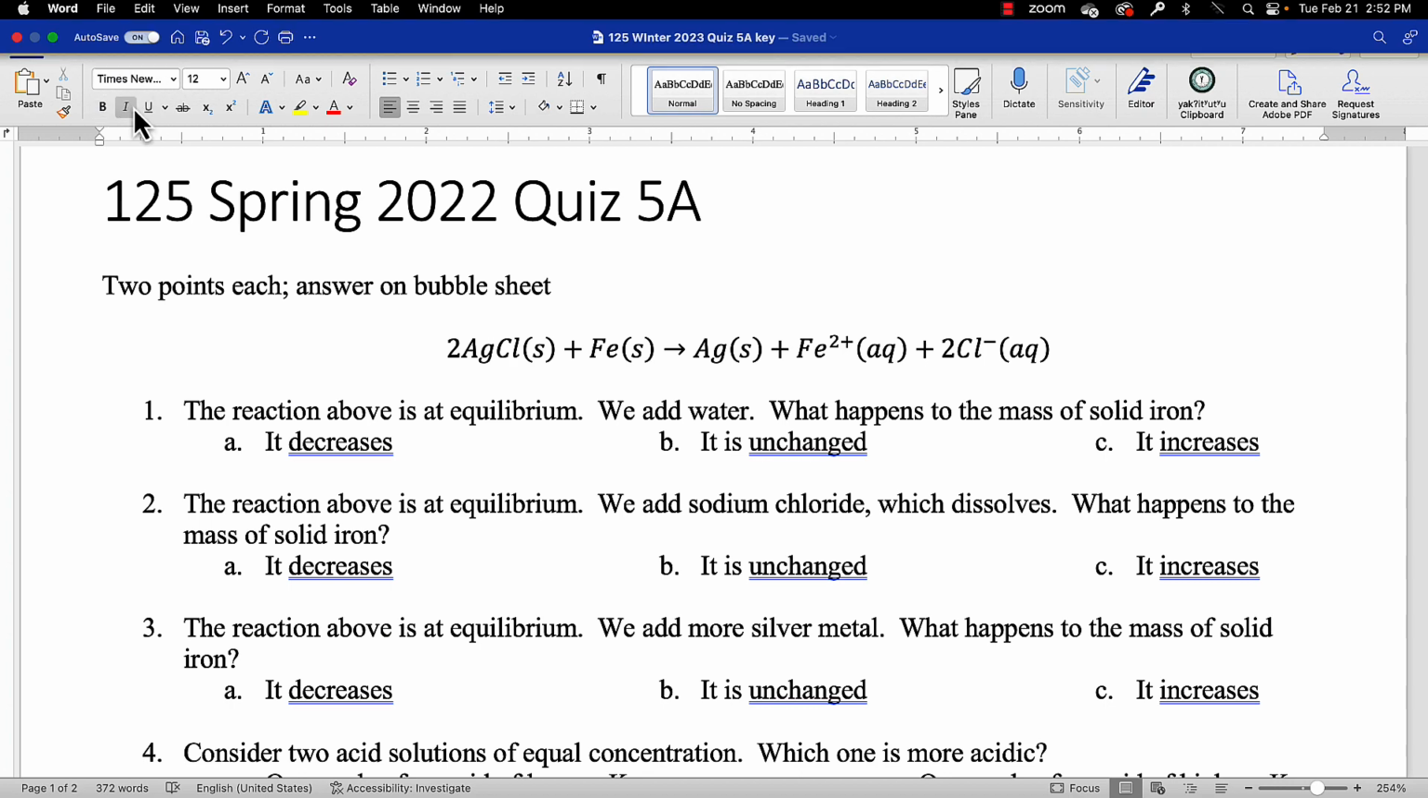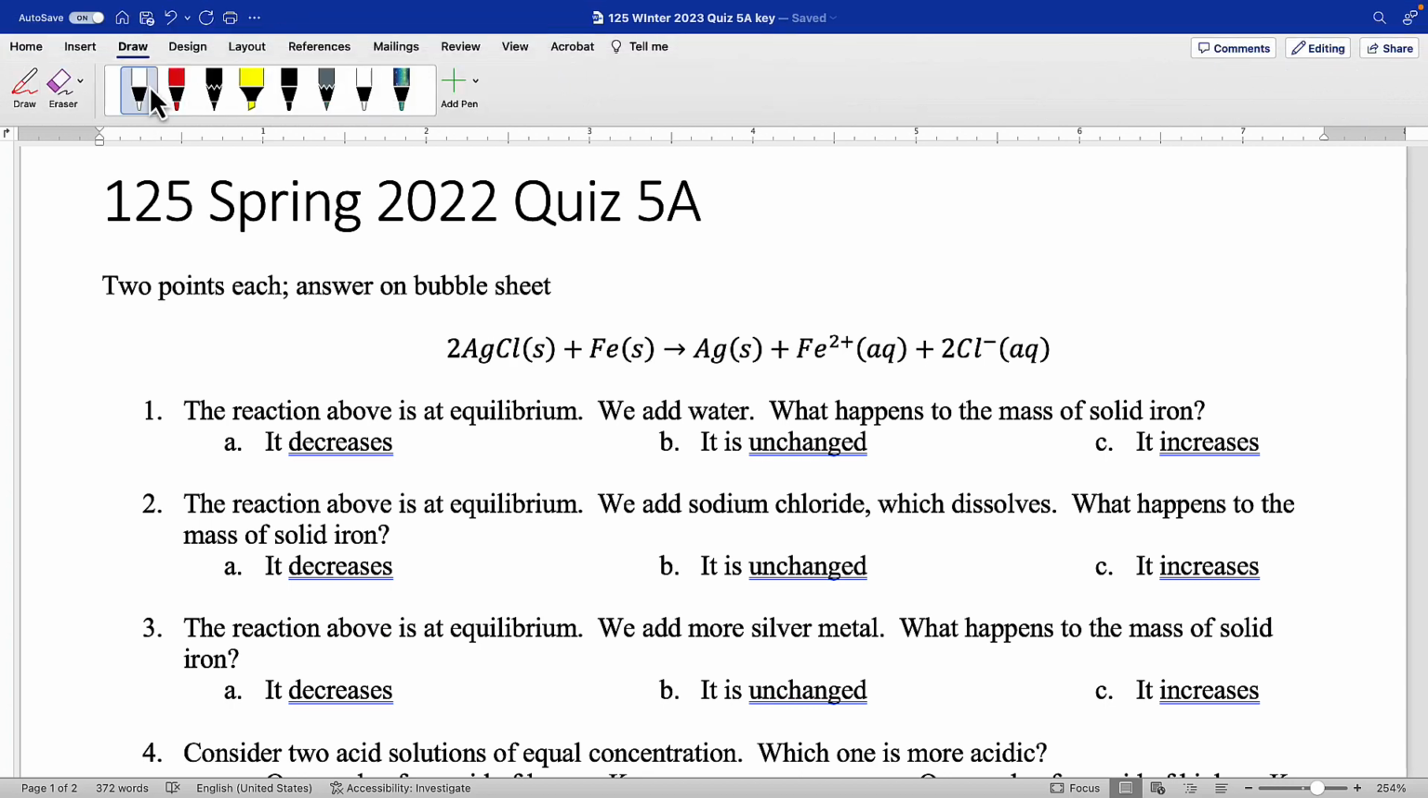Okay, so starting off with number 1, we're looking at a situation where we've got this reaction at equilibrium and we add water. We want to know what happens if the equilibrium is disturbed: if it goes forwards, backwards, or if it's not changed at all. So looking at this, it's the Le Chatelier's principle problem.